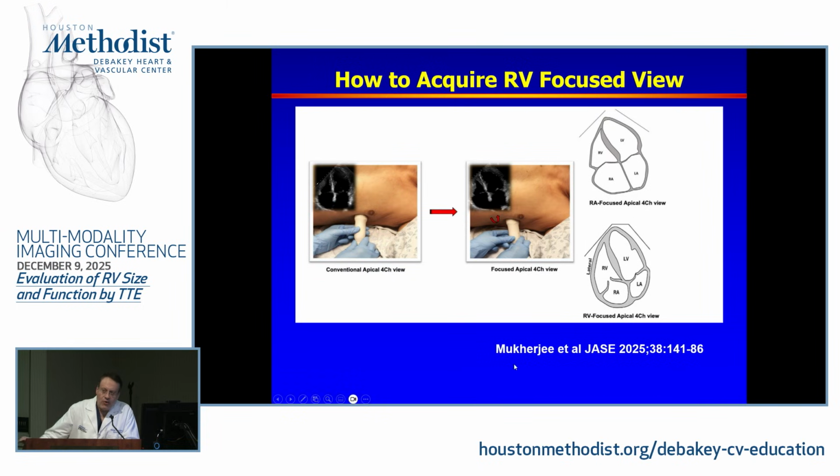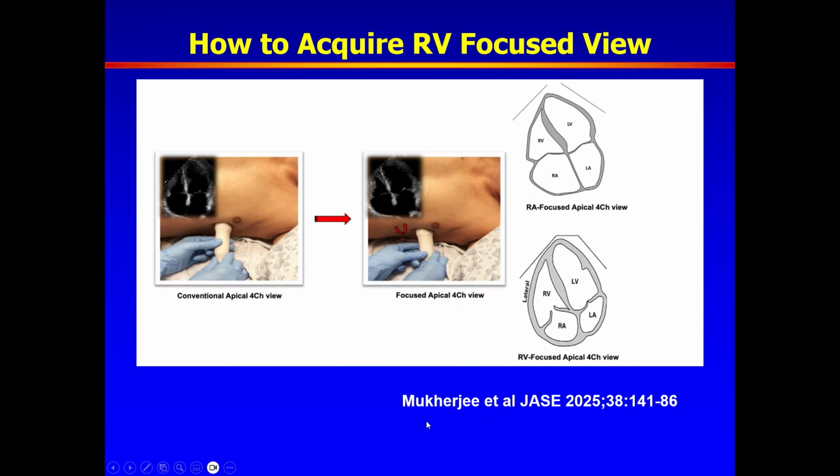Now the RV focused view. How do we get the RV focused view? This is taken from the guidelines this year. You start with an apical position, okay? And then you gradually rotate, guided by the view that you will see. From the apical position, I will see the LV and the RV.